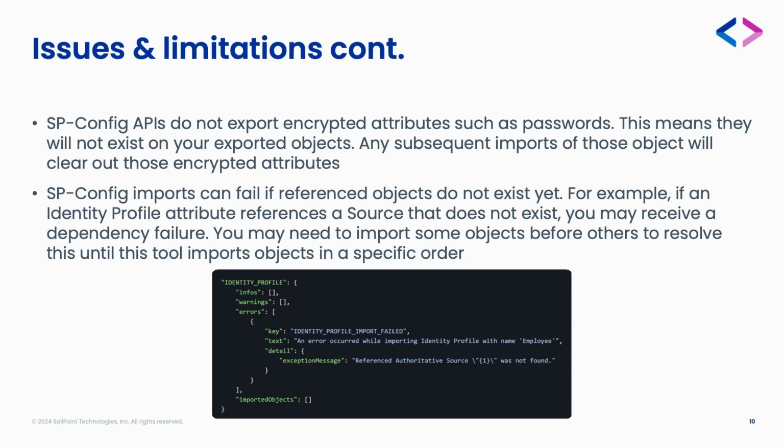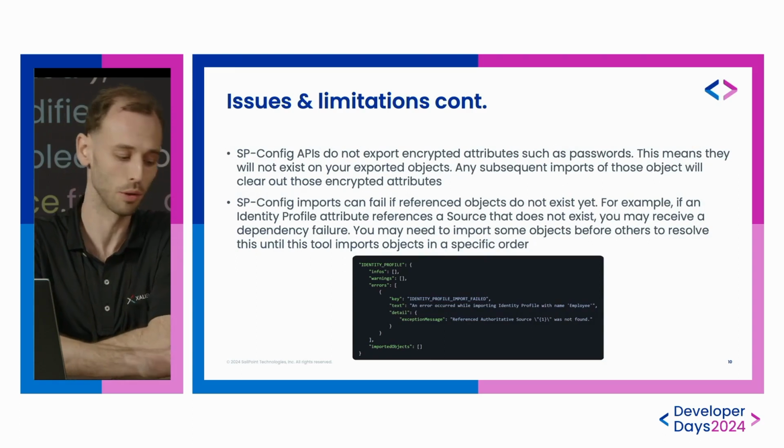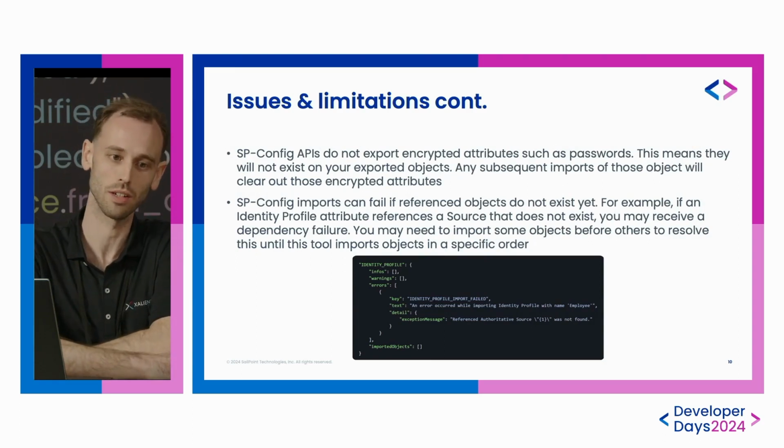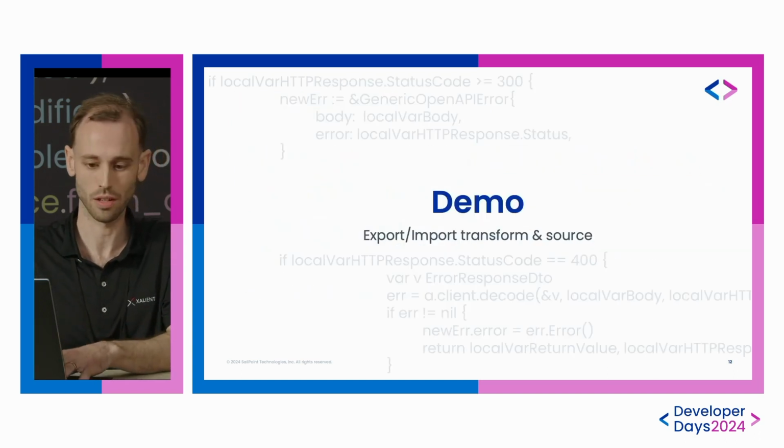So you have to make sure all of those dependencies are set up properly. You might need to run multiple imports to make sure you get your transforms in first, then you do your sources and your identity profiles. I haven't really built that dependency import order into this tool yet. I'm going to skip that slide for now, and then we can go ahead and switch over to the demo.